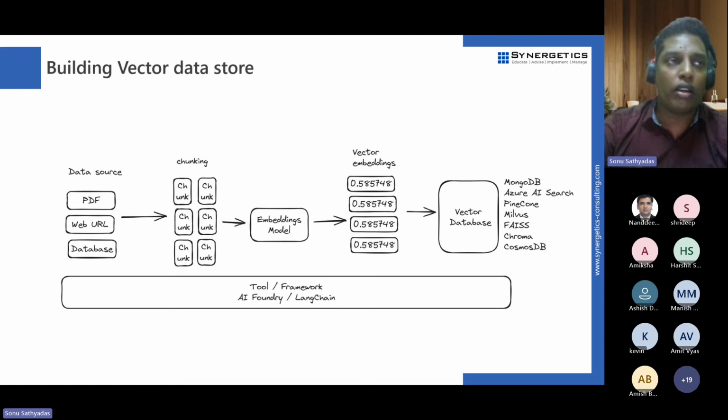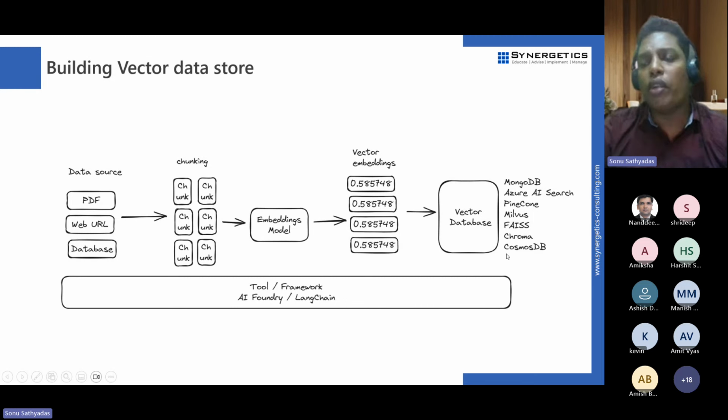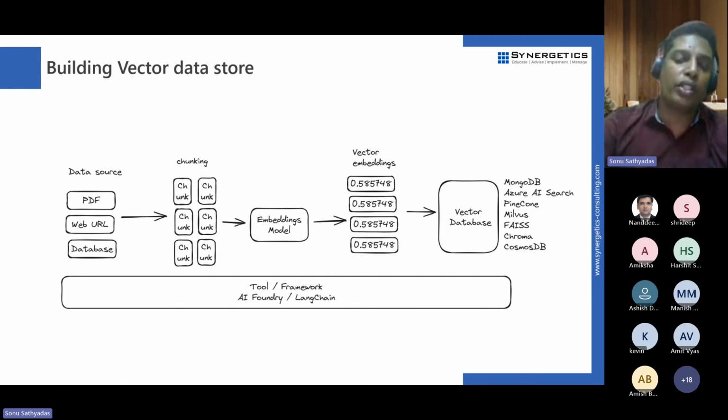It's not a traditional relational database or NoSQL database. It's a specific type of database that provides vector storage and similarity search. Nowadays there are a lot of data storage solutions that provide vector storage, like MongoDB, Azure AI Search, Pinecone, Milvus, Faiss, Chroma, Cosmos DB. So these are all providing vector storage support.